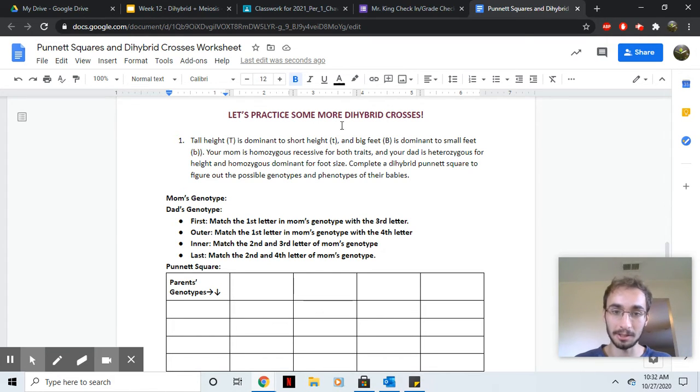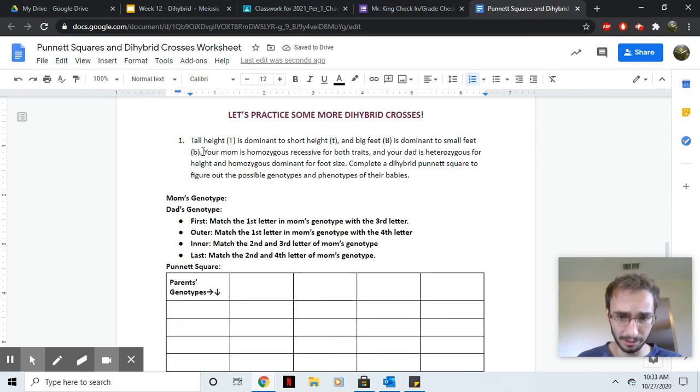Big T is tall, little t short. Big feet is dominant to small feet. Big B, little b short, or small feet. Okay, to figure out your mom, she is homozygous recessive for both traits. That's important. Homozygous, the same, recessive lowercase, so 2 little t's, 2 little b's.